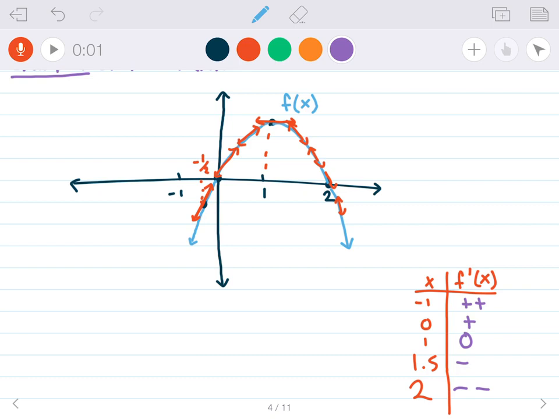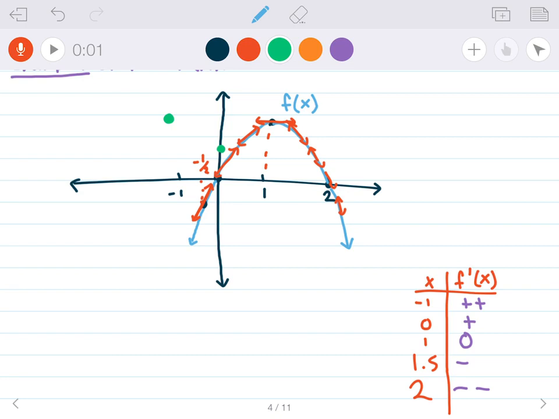So let's go ahead and graph our derivative. Let's do it in green. When x is equal to -1, we have a pretty positive number. So right here, this is a positive y value. When x is equal to 0, we have another positive y value, but it's not quite as positive as the last one. So maybe like right here.